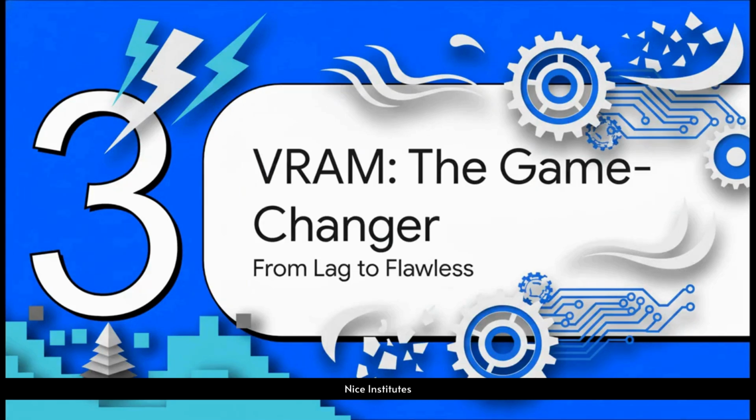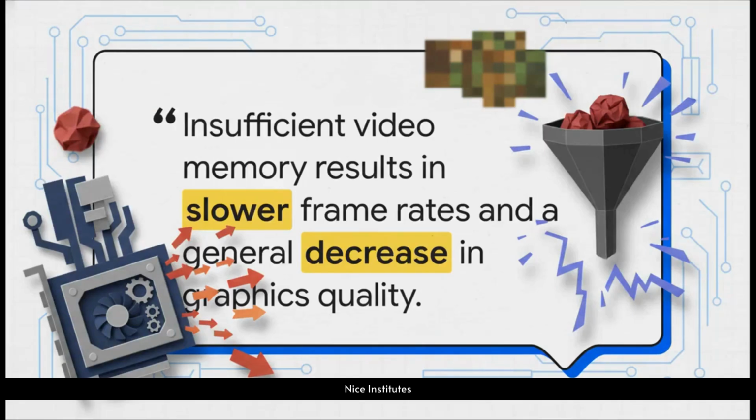So we know VRAM is this special workbench for the GPU, but why is that such a big deal? Let's dig into how this one component can literally be the difference between a laggy, stuttering mess and a perfectly flawless, beautiful experience. Well, what happens when you don't have enough VRAM is not pretty. This quote nails it. When your GPU's workbench is too small for all the stuff it needs to build, everything just grinds to a halt. You get those awful, choppy frame rates where the screen stutters instead of moving smoothly. And you'll see those ugly, blurry textures pop in late, making the whole world look muddy. It's a classic performance bottleneck.